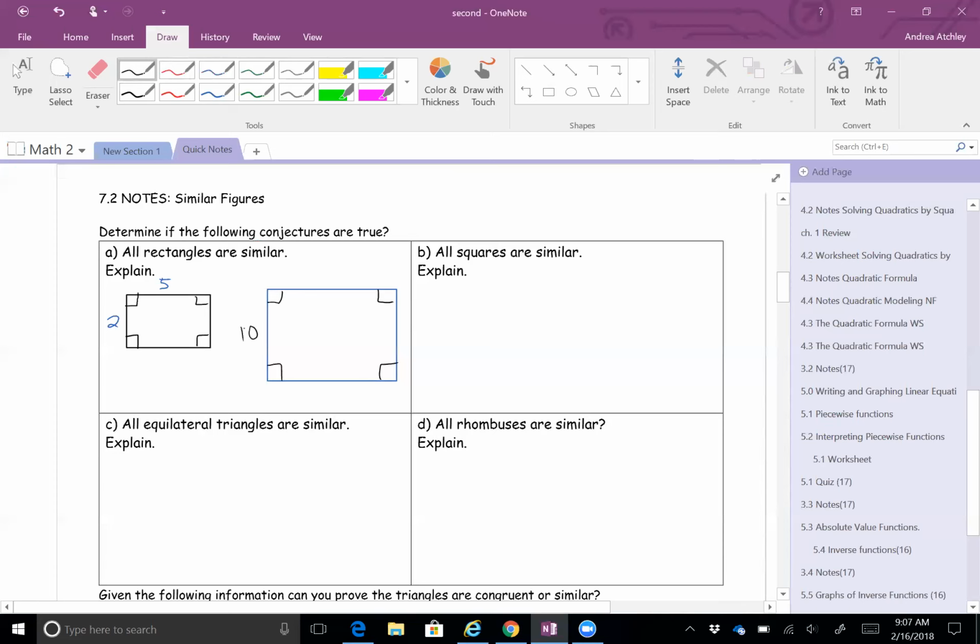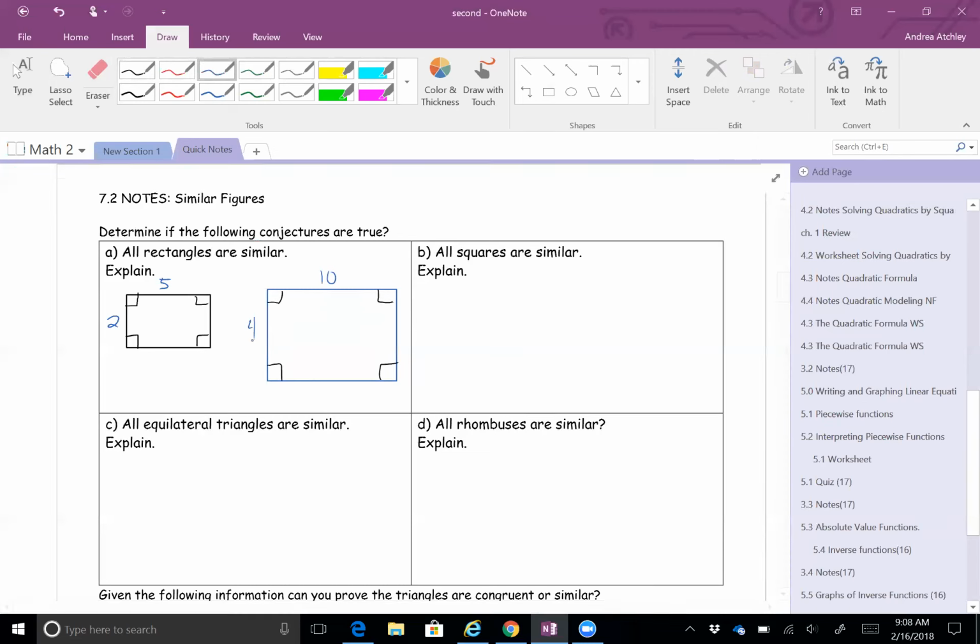$10 and what? Oh, sorry, we have to erase that. The 10 should go here, right? And 4. Oh, well, that doesn't help me any, because that is similar, right? What's the scale factor there? This is doubled, and all the angles are congruent. Because remember, our definition of similar was that all the angles are congruent and the sides are proportional.